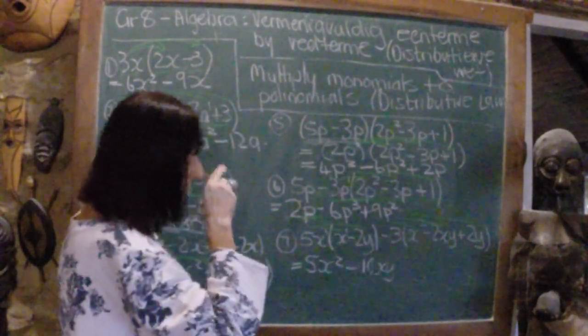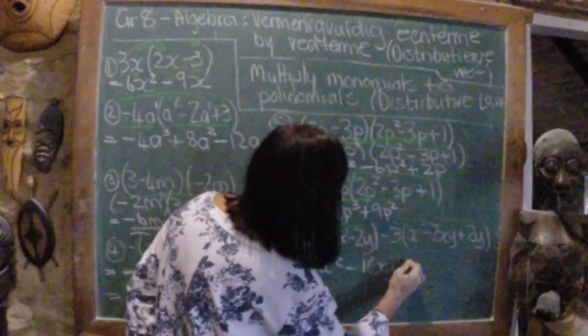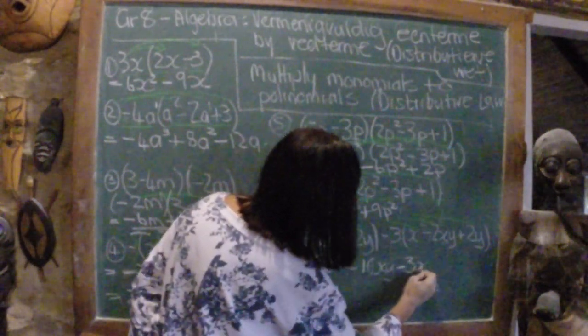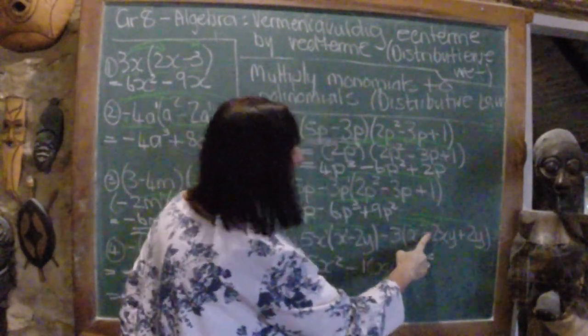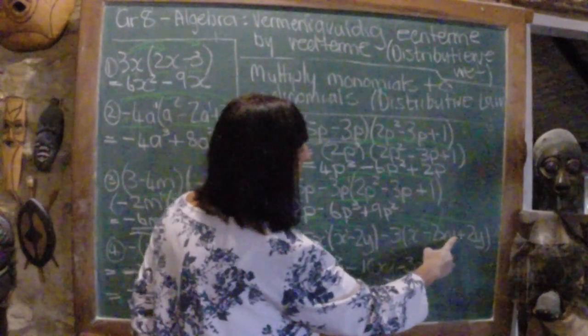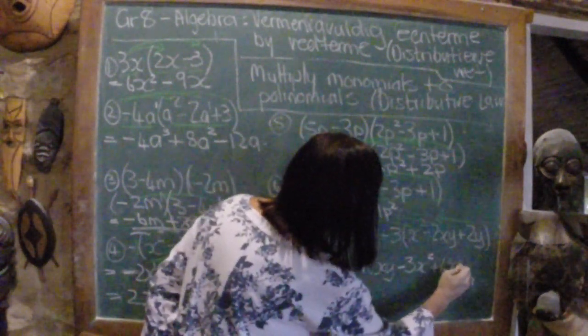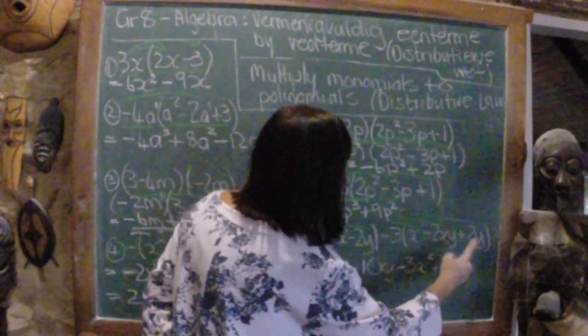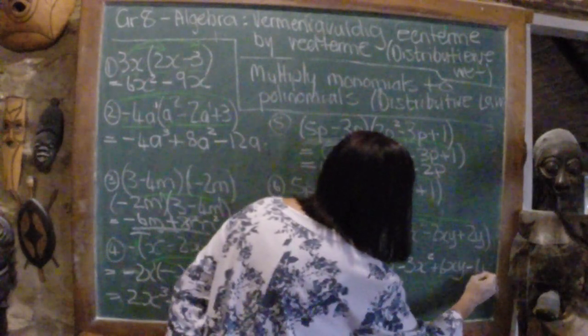Let's go on to the next one. Minus 3 times x squared, minus 3x squared. Minus 3 times minus gives a plus 2xy, is plus 6xy. En dan 'n minus maal 'n plus gee minus 3 maal 2 is 6y.